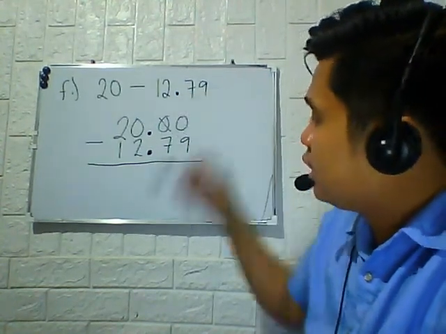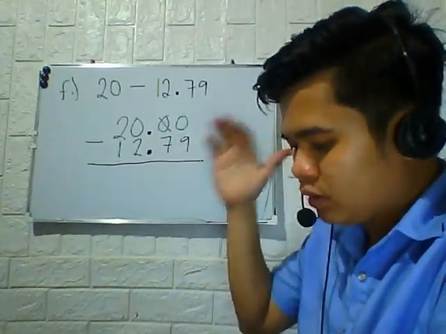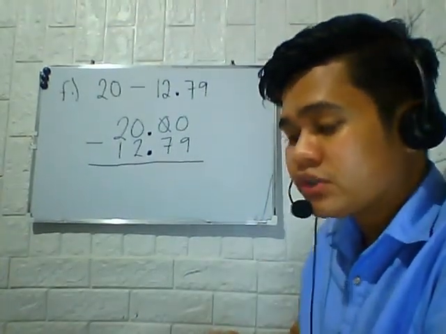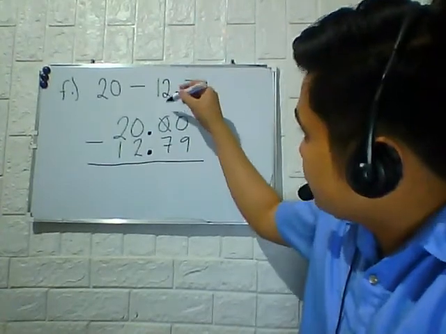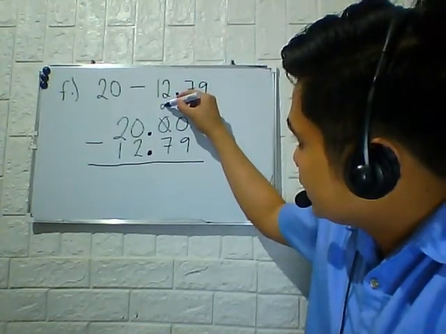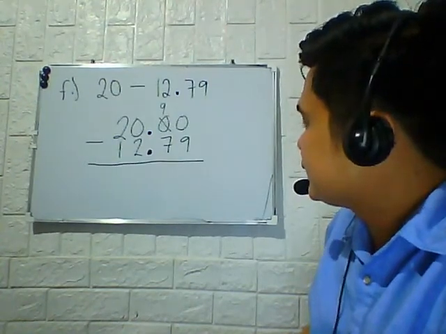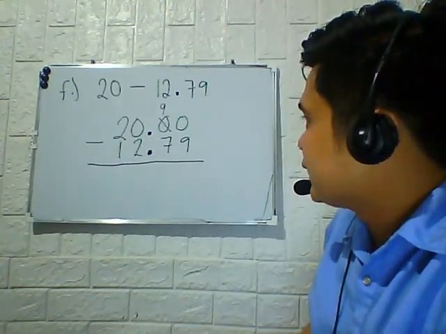Now, remember, when we borrow 1 from 0, 0 will become 9. Because we should treat 0 here as like a 10.